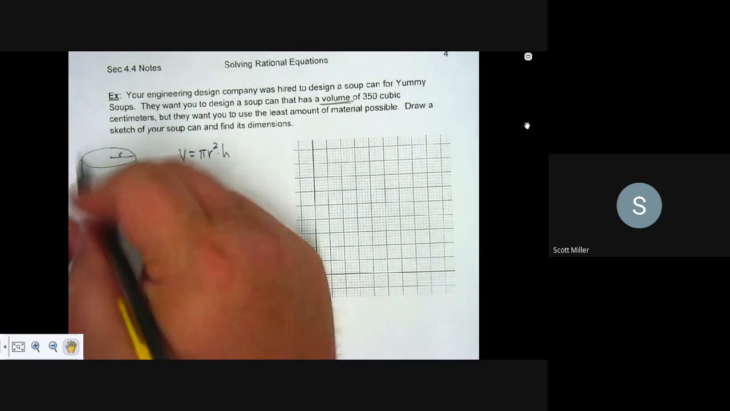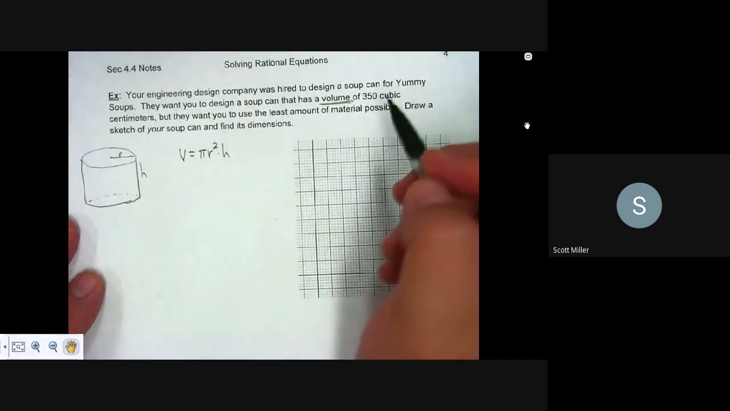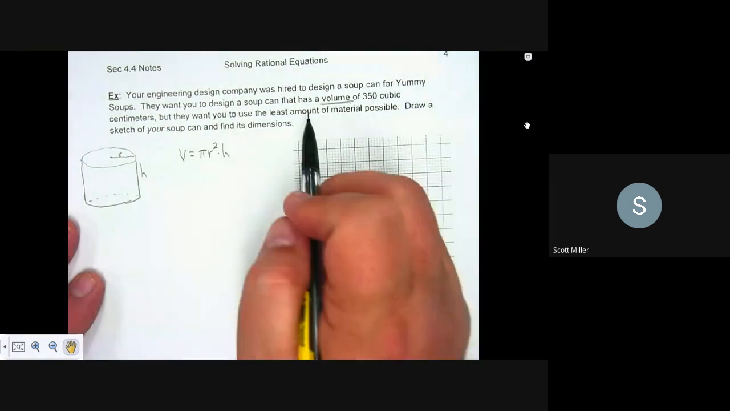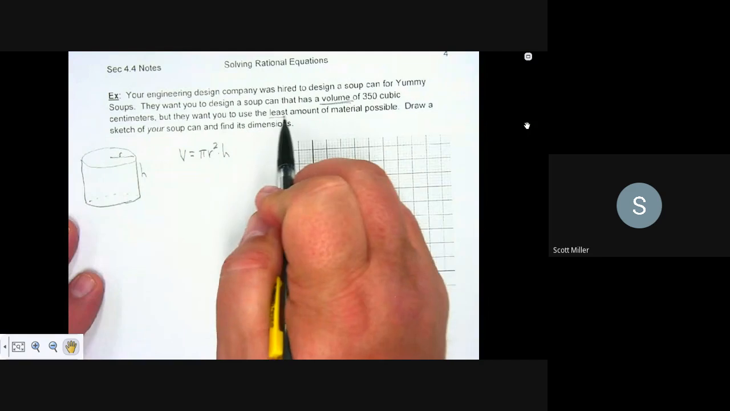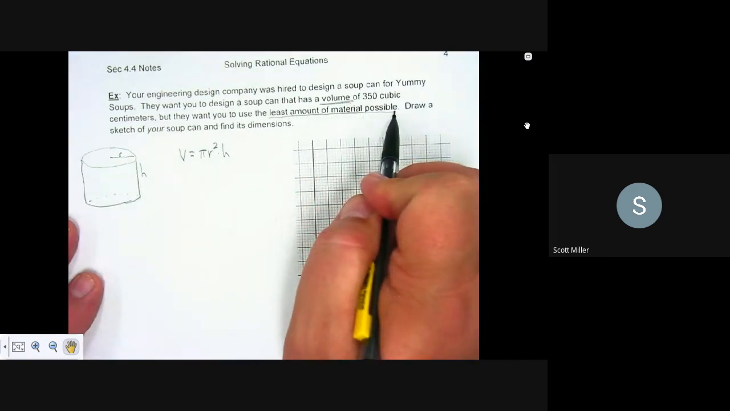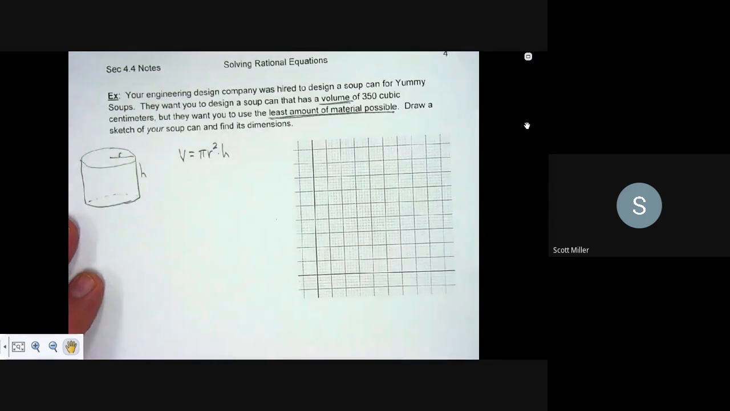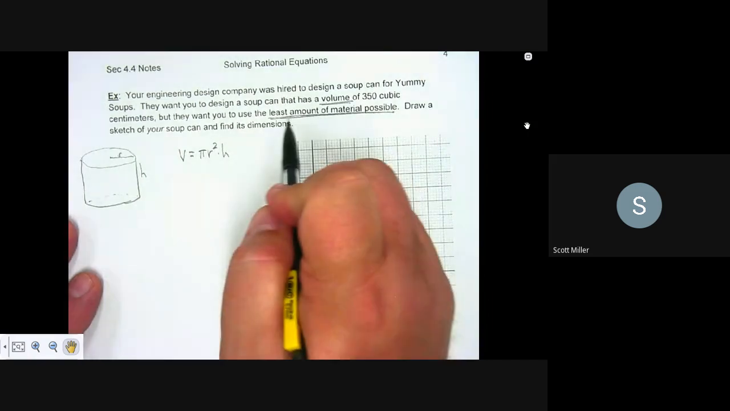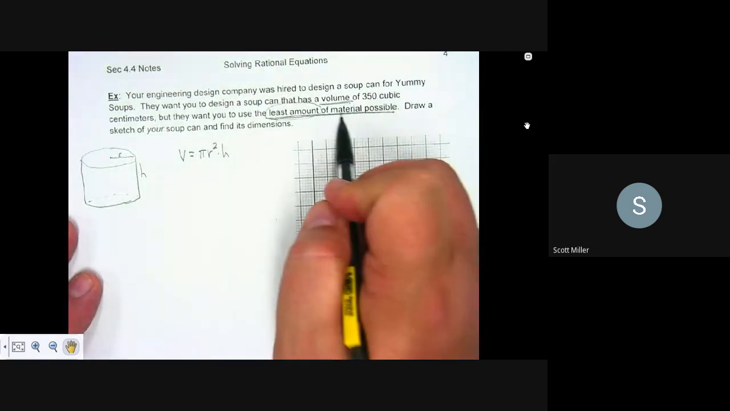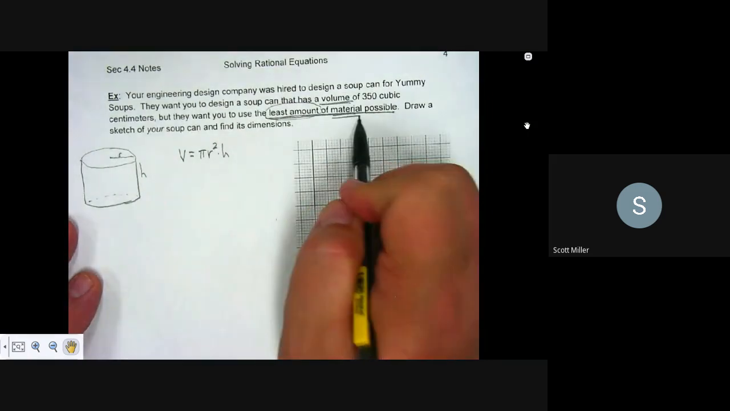as the volume for a cylinder. The next one here is kind of subtle, and it's this little bit right here: least amount of material possible. That is also a clue word for a formula that we're going to need. It does two things. The words "least amount" tell me something, and "the amount of material" is the other thing.